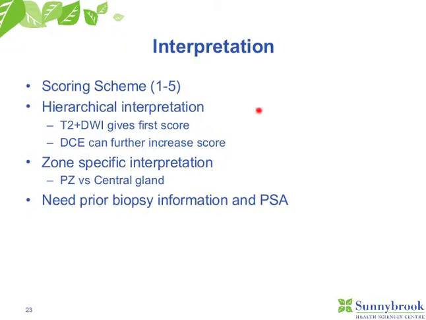The approach that I think most people, including myself, are taking that do a lot of these is a hierarchical interpretation approach. First looking at the T2 and diffusion-weighted images, and then looking at the DCE last. Look at the peripheral zone first, the transition zone second. And so looking at the peripheral zone and then all the anterior structures in a separate style of interpretation, and always ask for the prior biopsy results and PSA to help guide your interpretation.